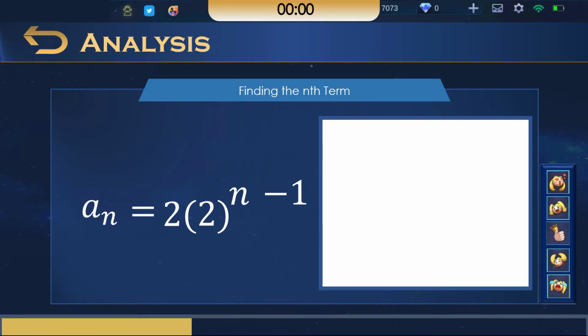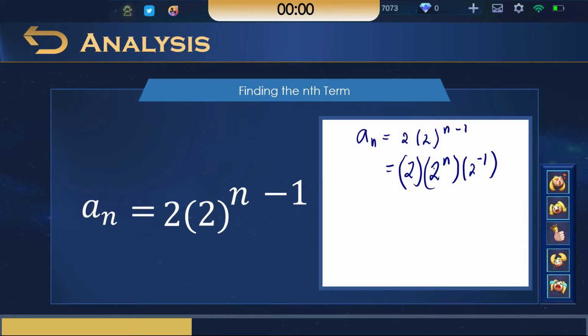Okay, so let us now simplify this. Let me rewrite first. a sub n is equal to 2 times 2 raised to n minus 1. To simplify this, we're going to extract 2 raised to n minus 1, so it will become 2 raised to n times 2 raised to negative 1, since it is part of the given law of exponent. Based on the law of exponent, 2 raised to n times 2 raised to negative 1 is equivalent to 2 raised to n minus 1.